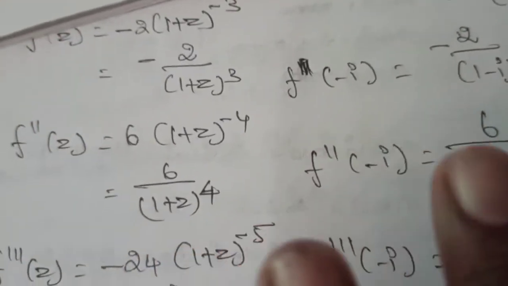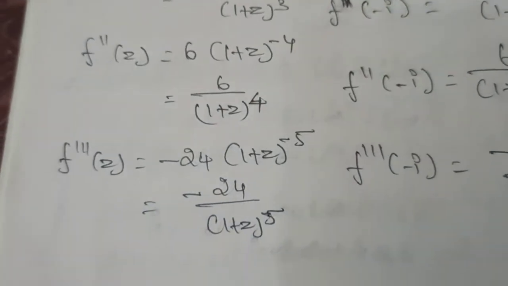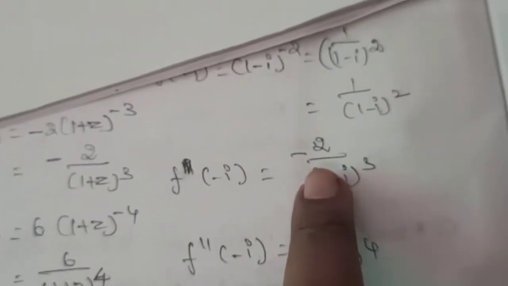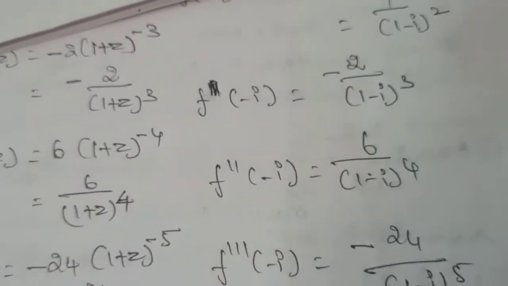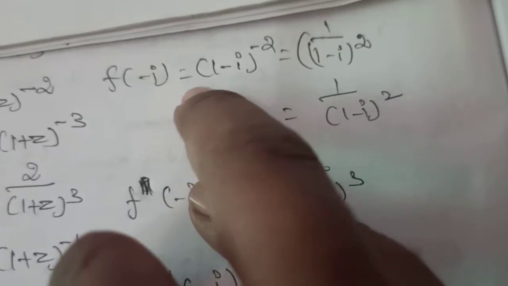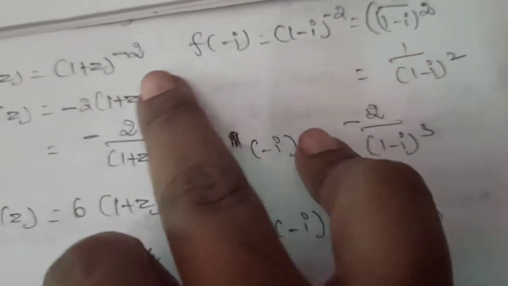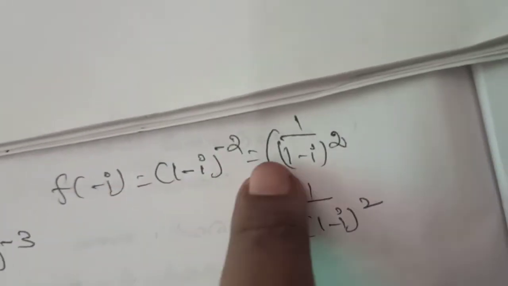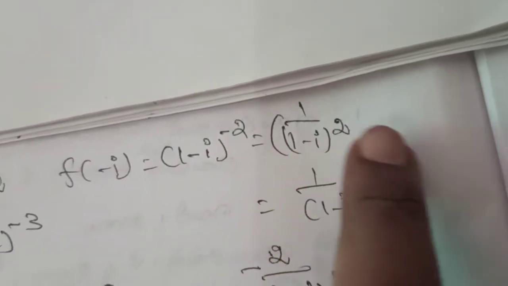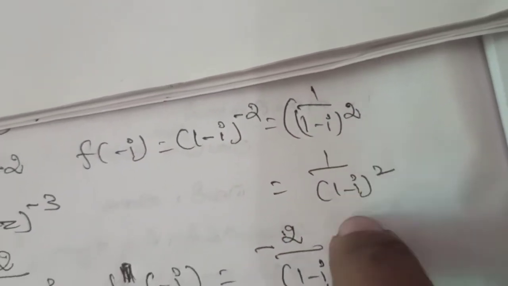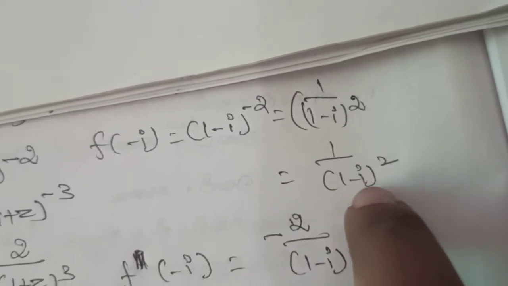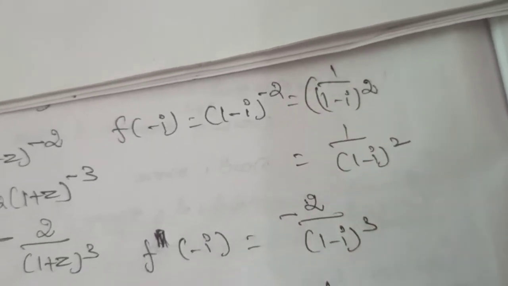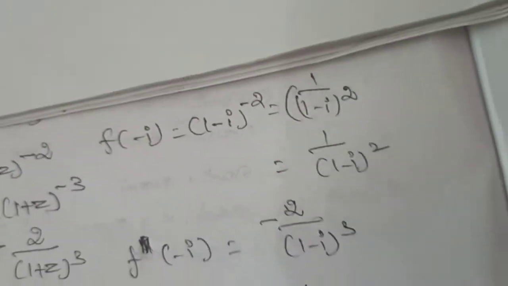So maximum, we will find the third order differentiation. Next, the point given is z equal to minus i. First substitute z equal to minus i to get f of minus i, which is (1 minus i) to the power of minus 2, equal to 1 divided by (1 minus i) the whole square. After that we can use the (a minus b) the whole square formula.